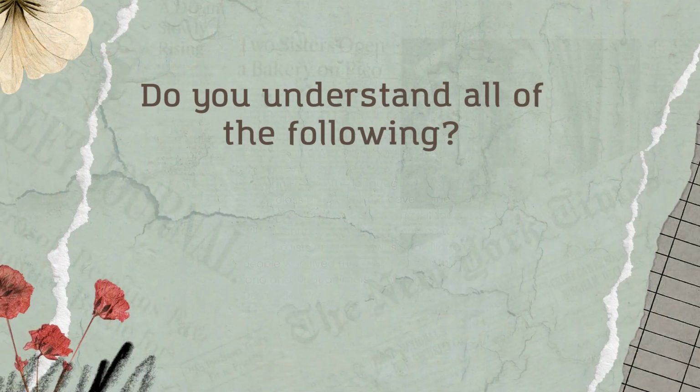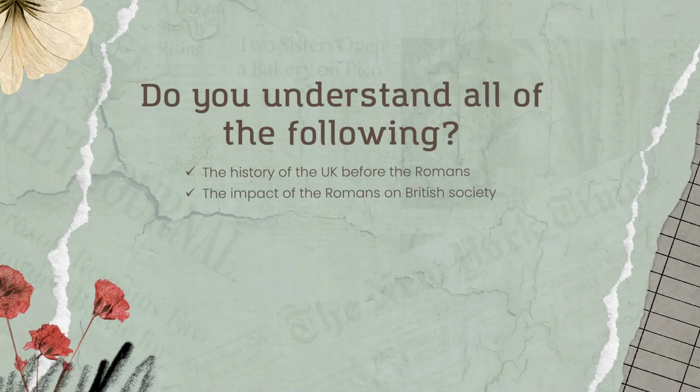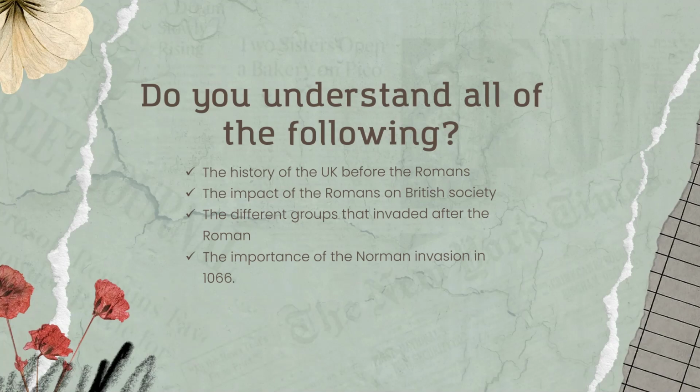Now check that you have understood all of the following. The history of the UK before the Romans. The impact of the Romans on British society. The different groups that invaded after the Romans. The importance of the Norman invasion in 1066.